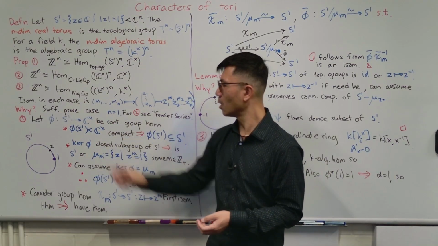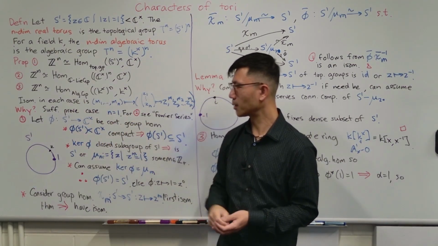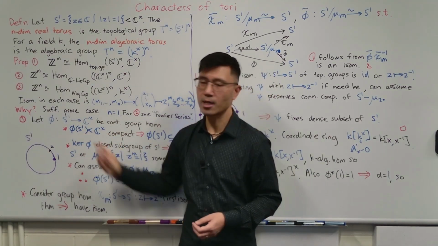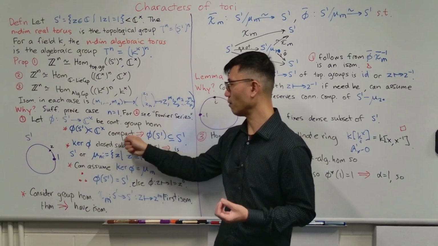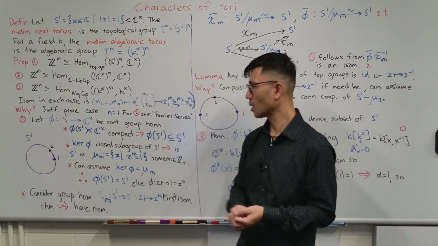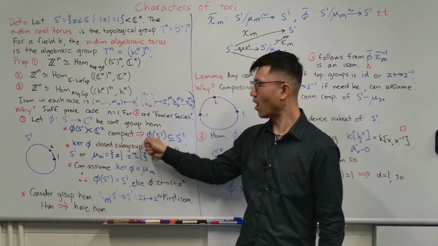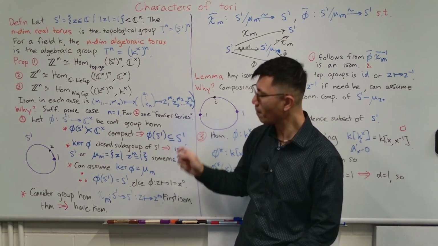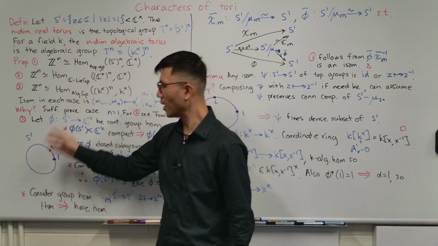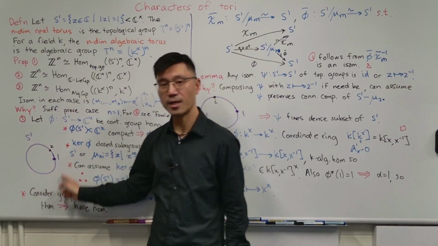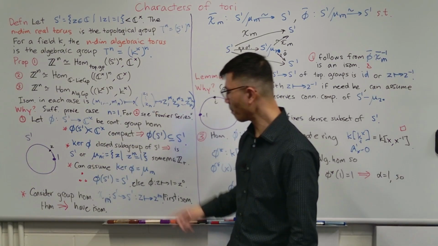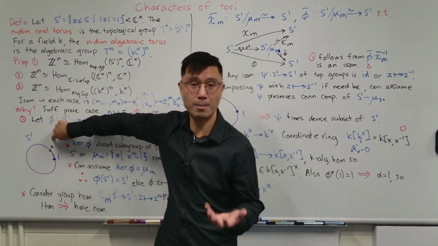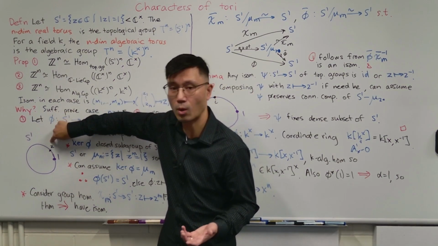So the first thing, the image phi of S1, this has to be firstly a subgroup of C cross, and also since S1 is compact, it's a compact subgroup of C cross. And so that means that in fact phi of S1 is contained inside S1. If you have a compact subgroup of C cross, it has to be contained inside S1. Why is that? Well, suppose the image contains something which has modulus either bigger or smaller than 1. So let's say it's bigger than 1.